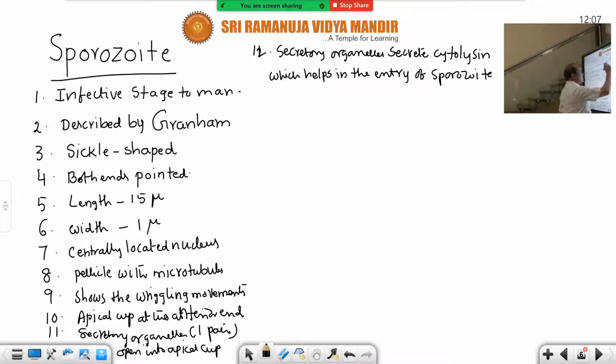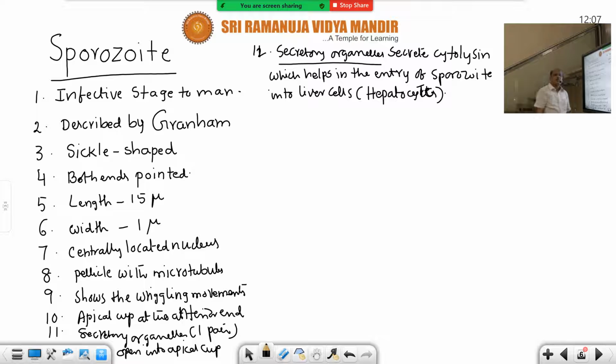Sporozoites first attack the liver cells. The liver cells' technical name is hepatocytes. Liver means hepato, so if you want the technical term for liver cells, you can write hepatocytes in brackets. So that is the function of secretory organelles: for the entry of sporozoite into liver cells, these secretions are helpful.